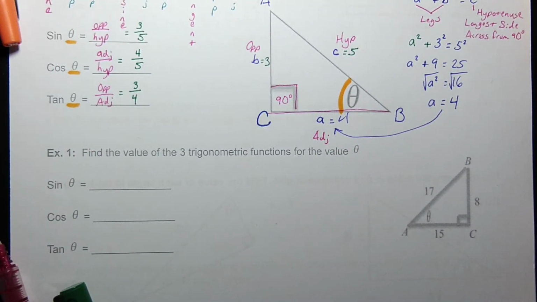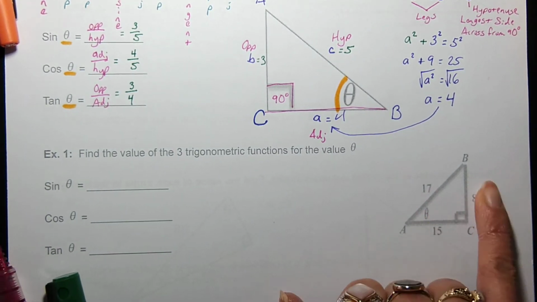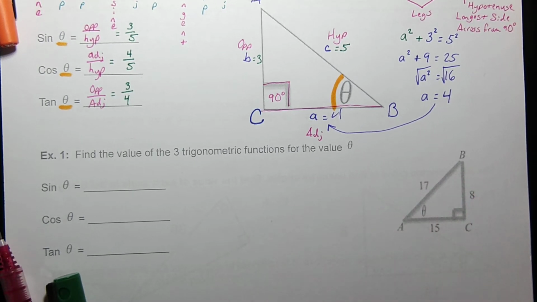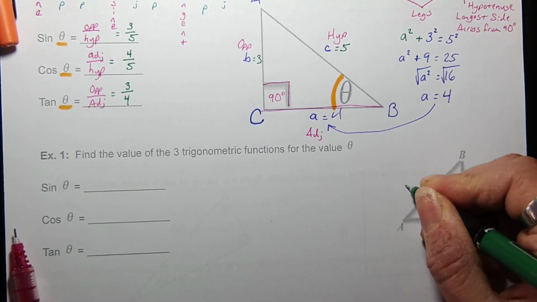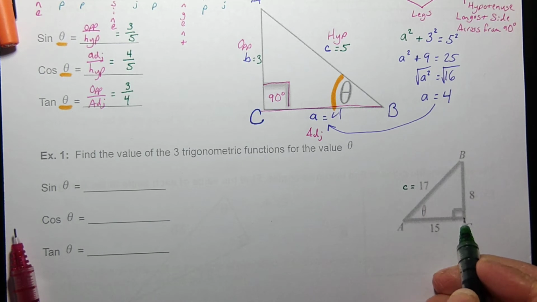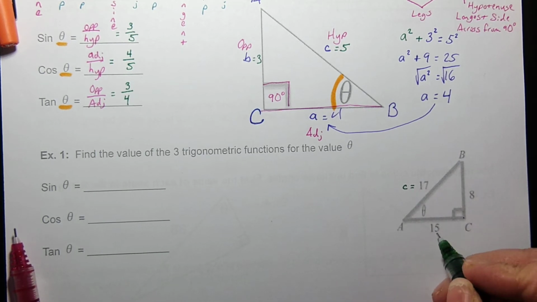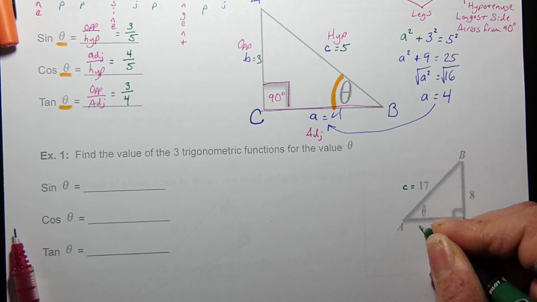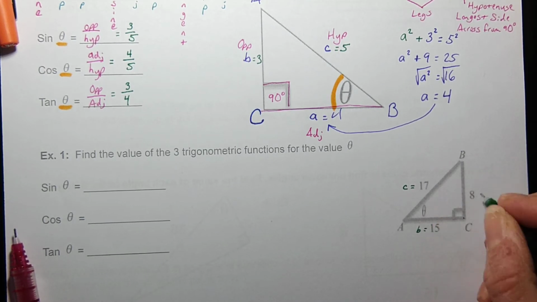It says find the 3 trigonometric functions for the value of theta. So on this problem, we've got all 3 of our sides. We've got side C is 17 because that's across from angle C. What's 15? Side B or side A? B, because it's across from angle B. And then what about 8? That's going to be A. So I've already got all 3 sides here, so I don't have to use the Pythagorean theorem to find a missing side.